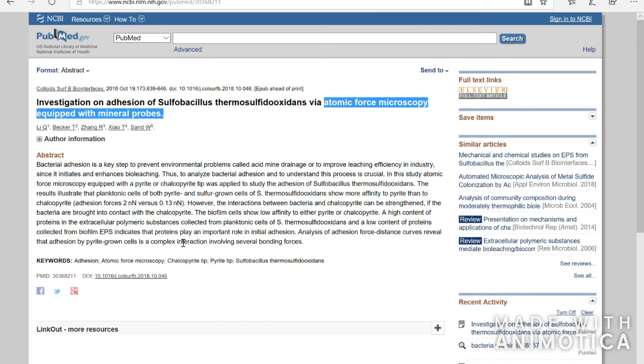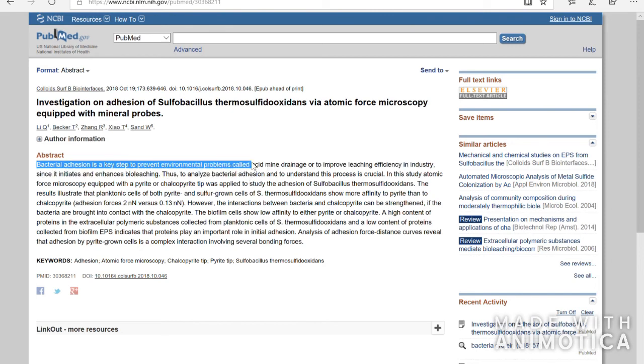So, bacterial adhesion is a key step to prevent environmental problems called acid mine drainage, or to improve leaching efficiency in industry, since it initiates and enhances bioleaching. So with bacterial adhesion, you're trying to basically prevent environmental problems. I wish every beginning sentence was this simple. But yeah, off the rip, we want better bacterial adhesion to improve places in industry and the environment. And it also enhances bioleaching.